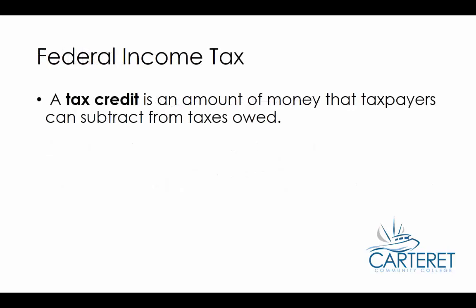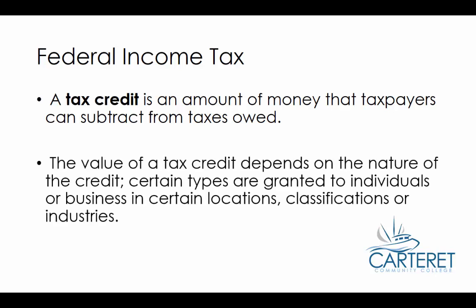A tax table or tax rate computation allows you to determine how much tax you owe on your taxable income. However, you do not actually pay this amount if you're entitled to any tax credits. A tax credit is the amount of money taxpayers can subtract from taxes owed. The value of a tax credit depends on the nature of the credit. Certain types are granted to individuals or businesses in locations, classifications, or industries. Another common one is the child tax credit that many parents can claim.